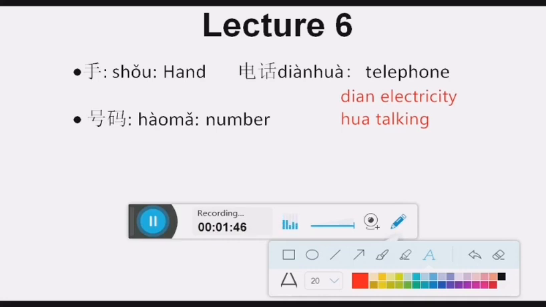It's a very useful word, dian. It combines with other words for appliances. For example, dian shi qi, dian deng, dian shi.